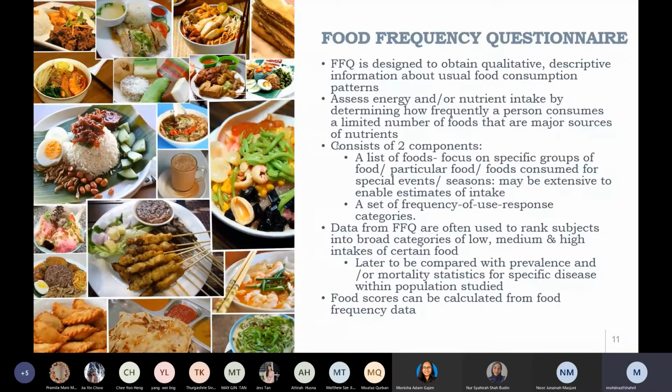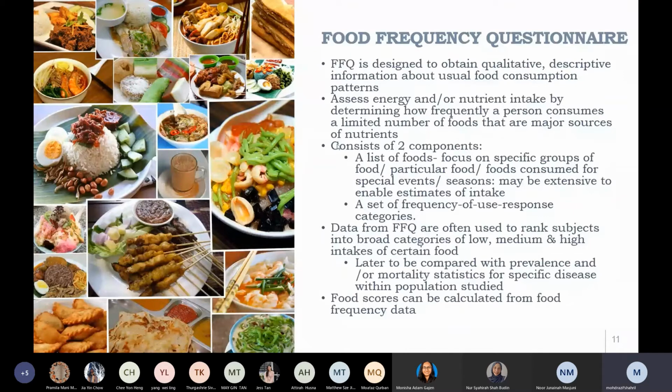It is designed to obtain qualitative, descriptive information about usual food consumption patterns. It assesses energy and nutrient intake by determining how frequently a person consumes a limited number of foods that are major sources of nutrients. So we have a list of food, and they will tick or answer whether they consume it and how much they consume. So an FFQ consists of 2 components.